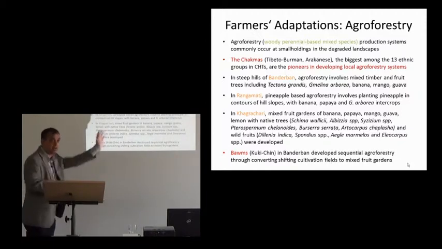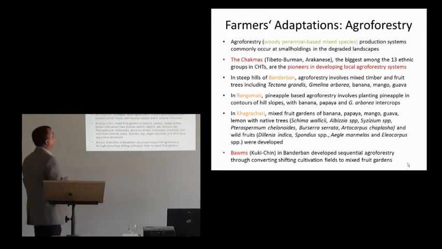Agroforestry adaptations. I don't know how many minutes I have left. Five minutes more. Okay, fine. Hopefully I'll be able to finish.